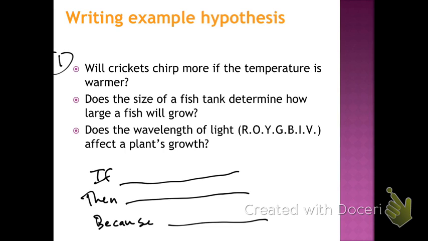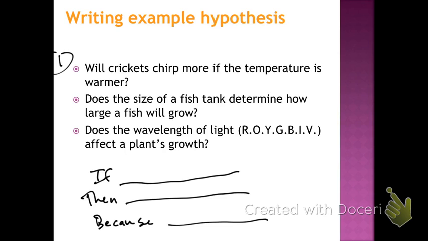Well, let's look at number 2. How does the size of a fish tank determine how large a fish will grow? If a fish is put in a larger fish tank, then the fish will increase in size because, I don't know, maybe there's more nutrients, there's more room to grow, something like that. And so you can see, I just want to make sure we do an if, then, and because, so I'll have you try number 3 on your own.